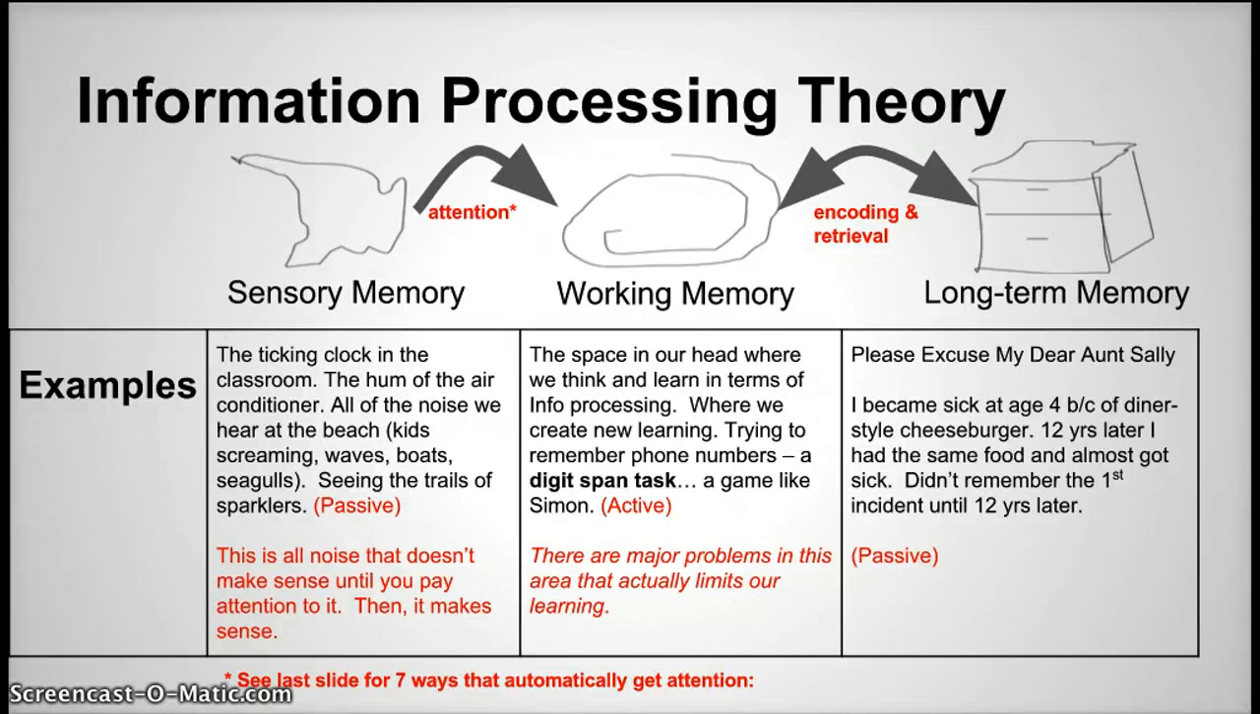In terms of long-term memory, the capacity is huge. We can remember tons and tons of things and it just gets stored. Sometimes we don't really remember how to access this information, though. It doesn't just disappear. We just kind of forget how to access it.